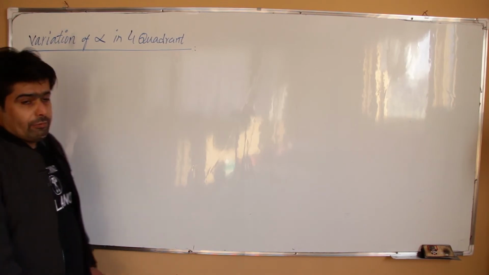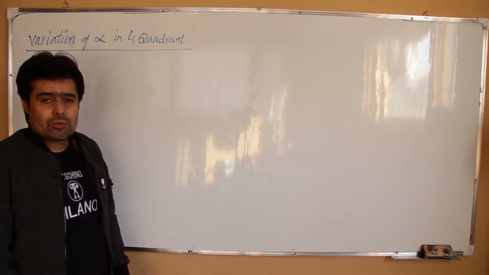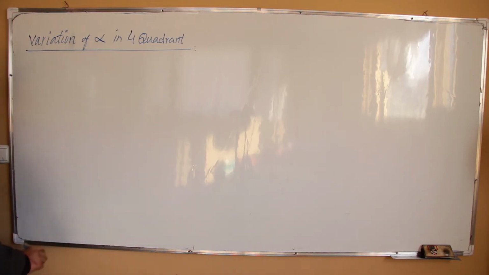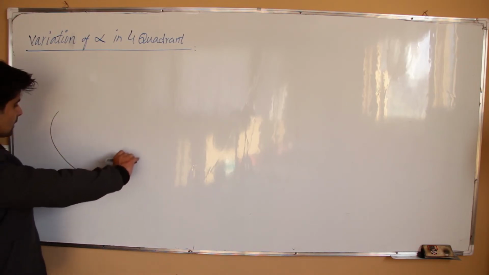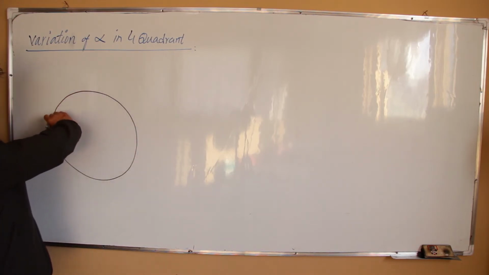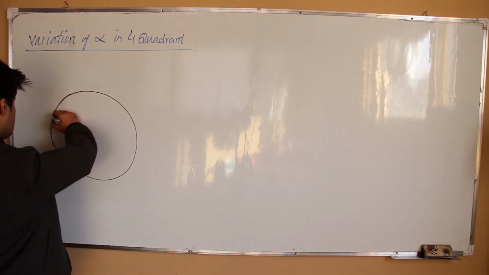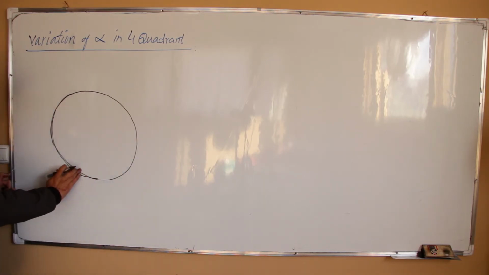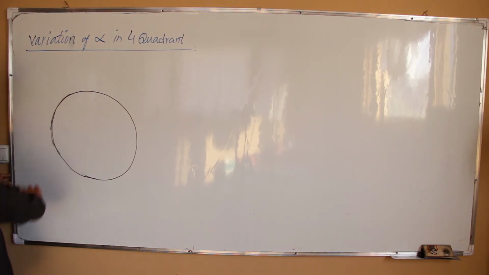Variation of alpha in four quadrants. What are the trigonometric ratio values according to geometry in four quadrants? What do you think? Suppose this is our circle. Am I right or not? It doesn't look like a circle. It looks like a potato. But, sorry, I don't have anything to draw a very good circle for you.